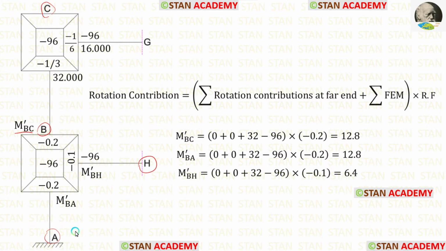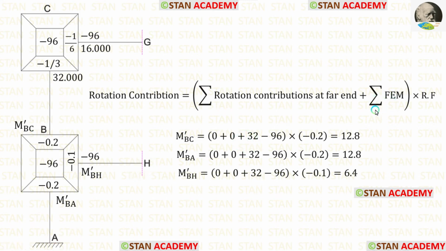At point A, we have a fixed support. In the fixed support, the rotation contribution will be 0. At point H also, the rotation contribution will always be 0. At point C, we have the rotation contribution 32. So for the summation of rotation contributions at the far end, we have 0 plus 0 plus 32.